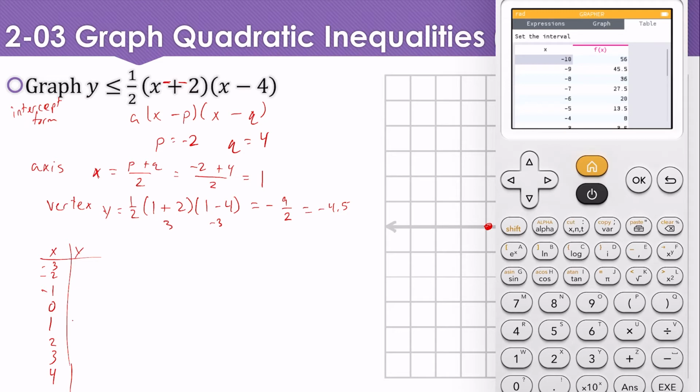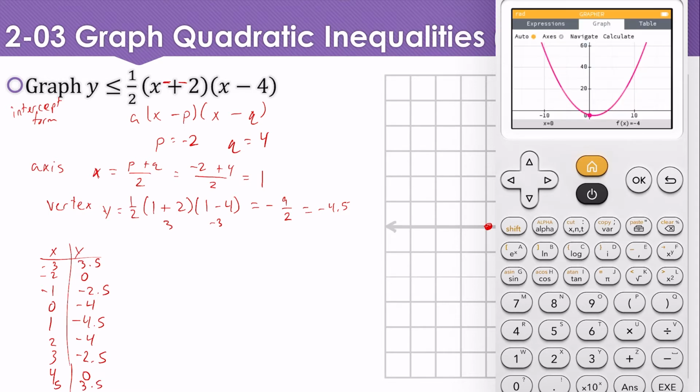1 should go with negative 4.5. All right, let's see. Negative 3 is 3.5. Negative 2 is 0. Negative 1 is negative 2.5. 0 is negative 4. 1 is negative 4.5. 2 is negative 4. 3 is negative 2.5. And 4 is 0. And let's go ahead and put a 5 and 3.5. If you wanted to see what it looks like, hey, it opens up.